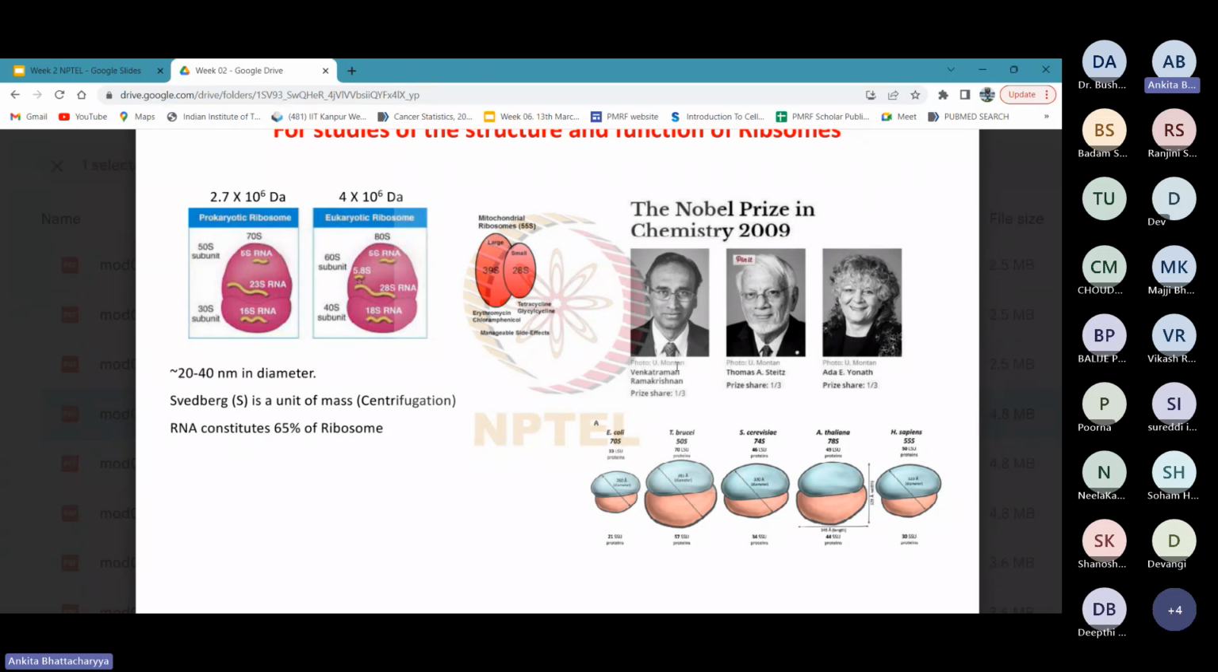Among these three scientists, you can certainly see that Dr. Venkataraman Ramakrishnan is also an Indian. While he was not a resident of India, he is of Indian origin, and he is among the very few Nobel laureates that we can credit to the name of our country. Dr. Ada Yonath and Thomas Steitz are also credited. They all share the Nobel Prize together, and they received the Nobel Prize in Chemistry in 2009. So this was certainly a landmark discovery.